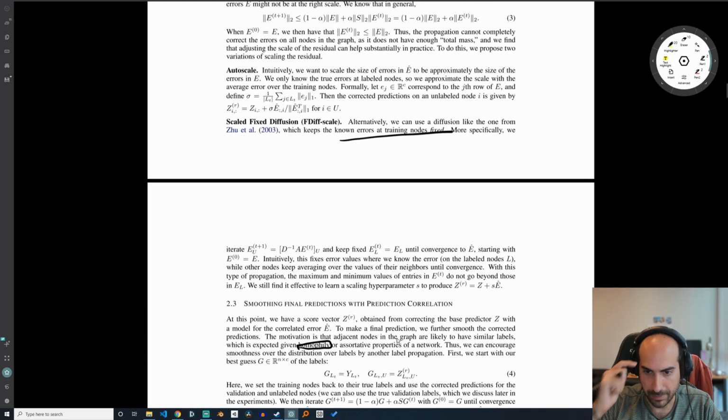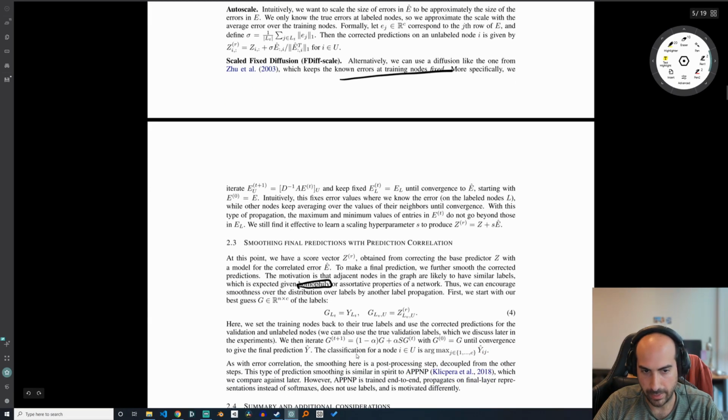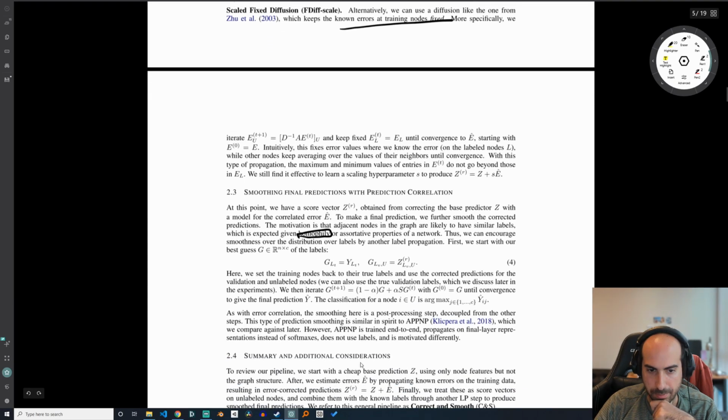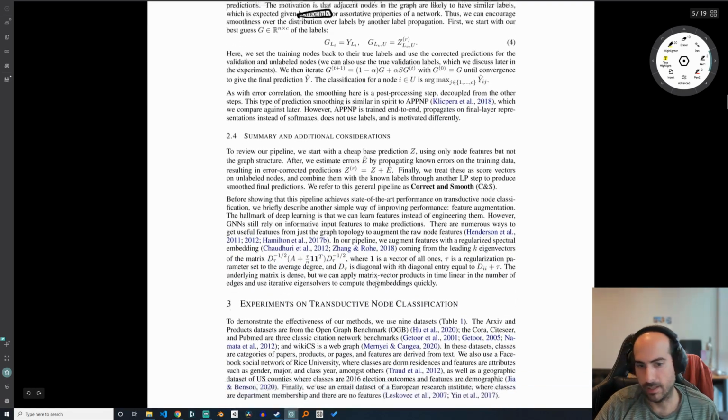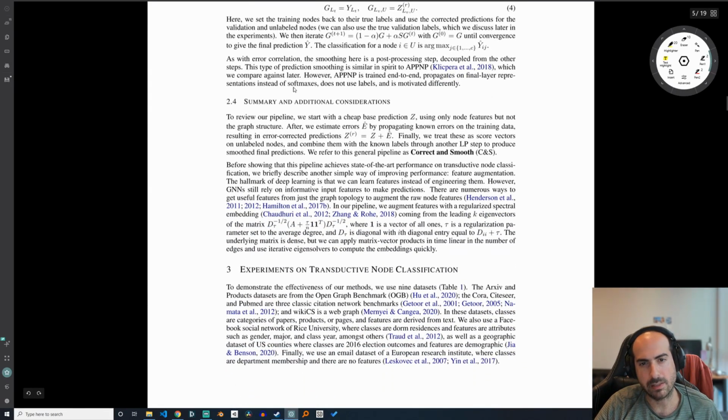By another label propagation, we start with our best guess of the labels, Y, and then we set the training nodes back to their true labels and use the corrected predictions for the validation. We then iterate this until convergence to give the final prediction. And then the classification for the node is the argmax. Okay, yeah, I think I'm getting some high level sense.